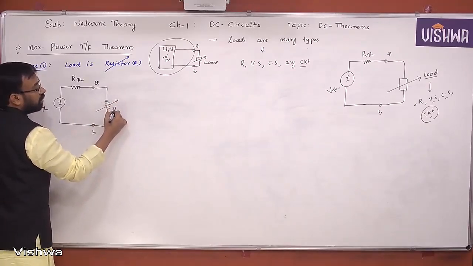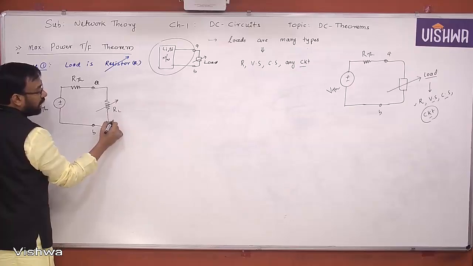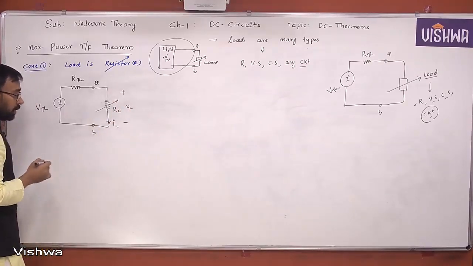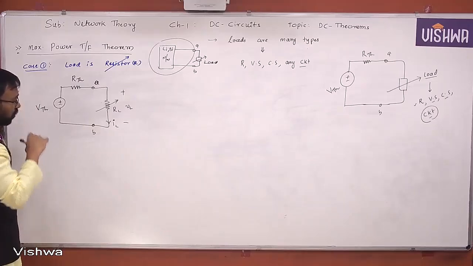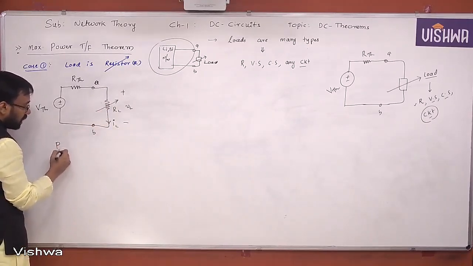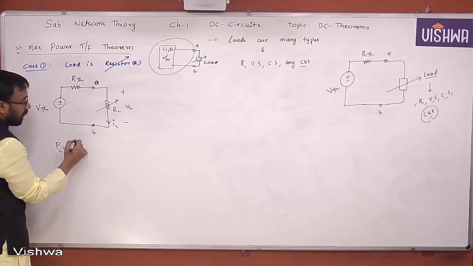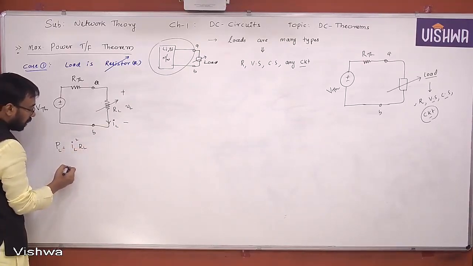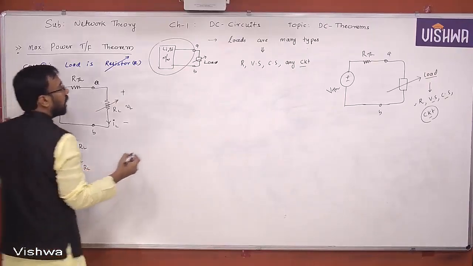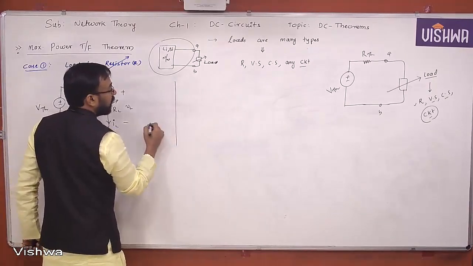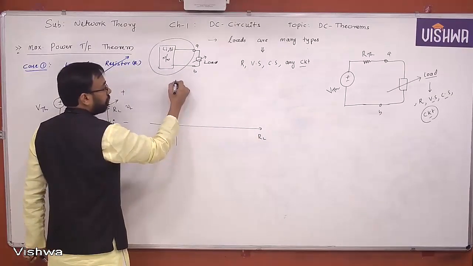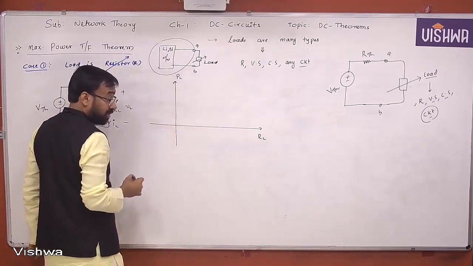And what is the condition? It must be always variable. What is the current here? IL. What is the voltage here? VL. Yes or no? Okay, well. Now if you observe, the power transferred to the load will be expressed as IL square RL and also VL square by RL. Okay, now I want to draw a graph. What is the graph? RL is taken on x-axis, PL is taken on y-axis.